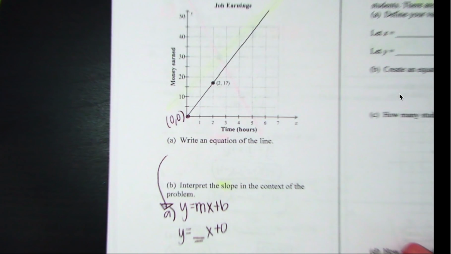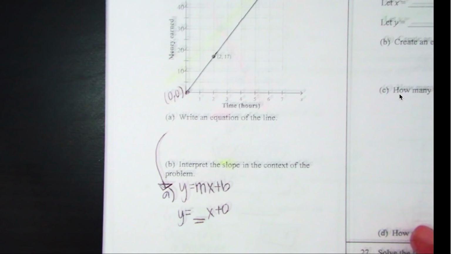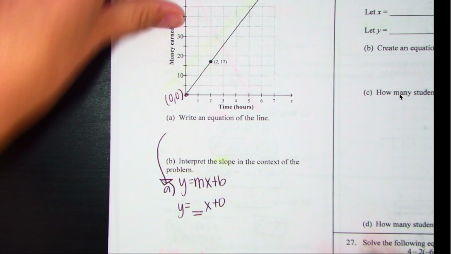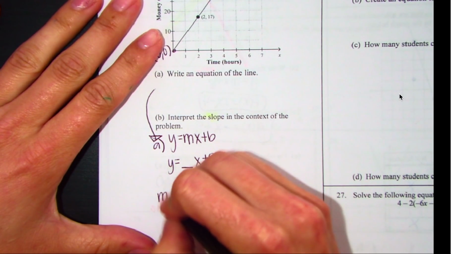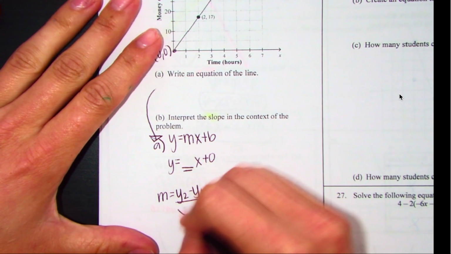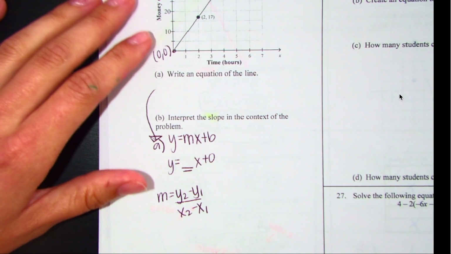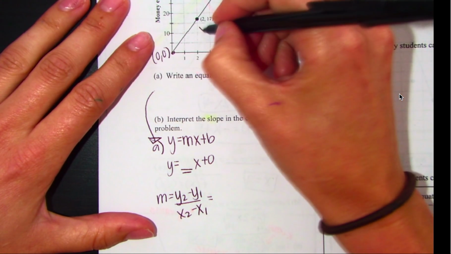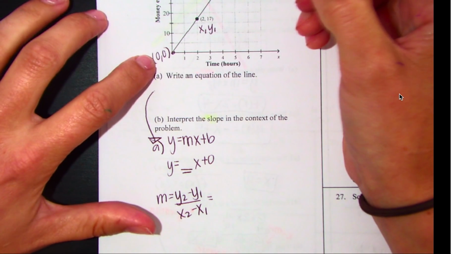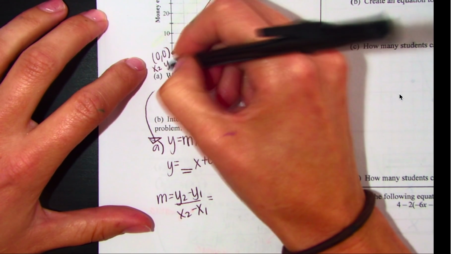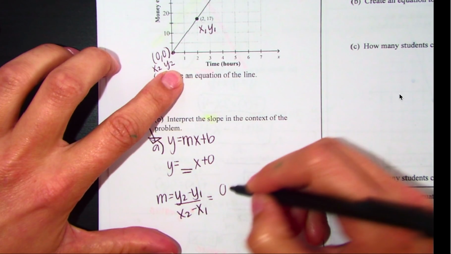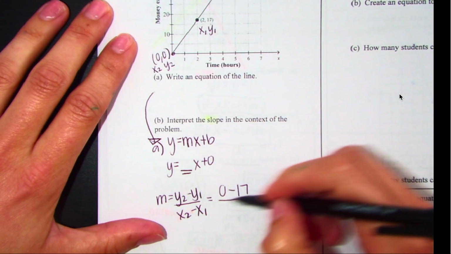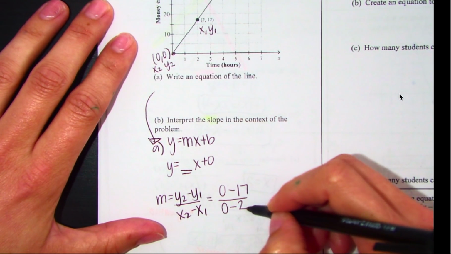When I'm given 2 points like this, I can find the slope by using the formula. My formula is m equals y2 minus y1 over x2 minus x sub 1. And then I'm going to plug in my points. So 2, 17 will be 1 point. I'll call that x1, y1. And then 0, 0 could be x2, y2. And then I just plug in y2 minus y1 over x2 minus x1.